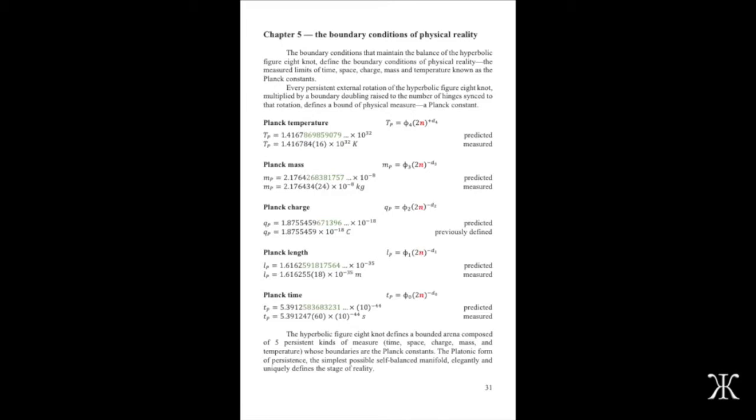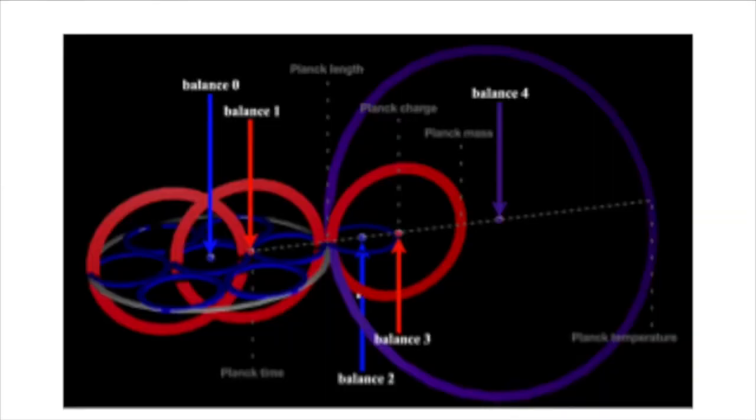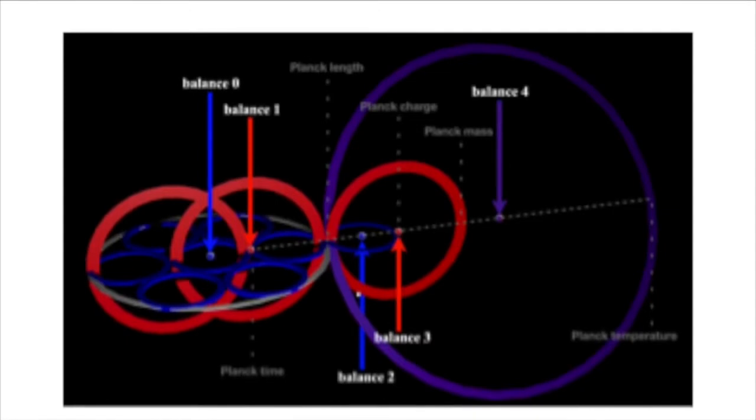Right? Well, we've never had the boundary conditions of reality before. Here, we've just got a simple, single geometry that perfectly, identically, geometrically, and numerically predicted perfectly the conditions of every limiting measure of our physical reality. Fantastic. The hyperbolic figure eight knot defines a bounded arena composed of 5 persistent kinds of measure. We're going to call them time, space, charge, mass, and temperature, just to go along with our historical tradition, okay? But it doesn't matter what we call them. The point is that there's 5 persistent kinds of measure whose boundaries are the Planck constants.